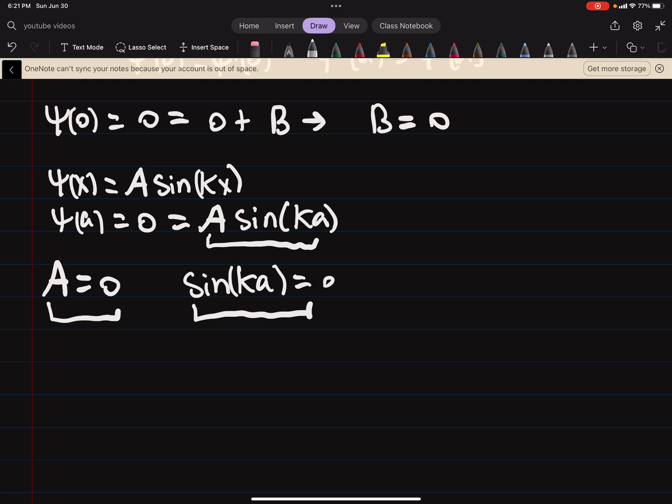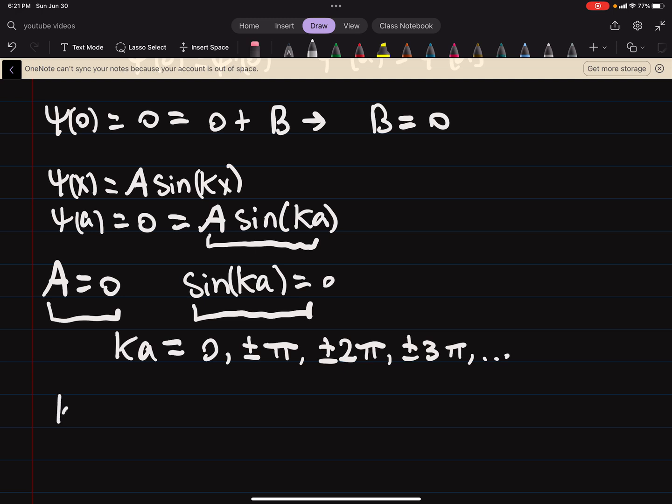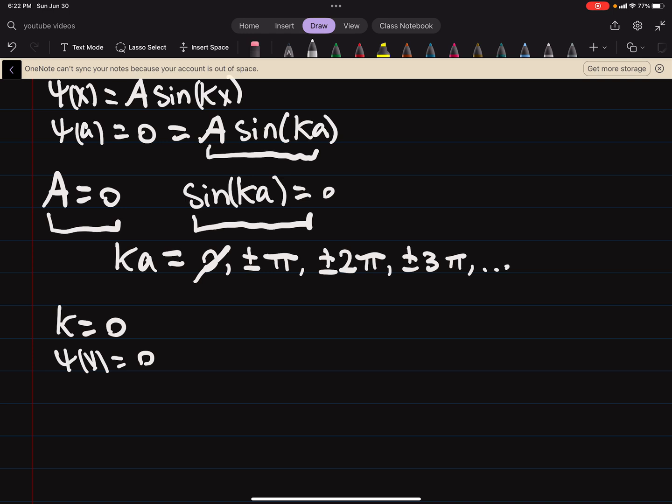Okay? Well, for that to be true, the argument inside sine, ka, has to be 0, plus or minus pi, plus or minus 2 pi, plus or minus 3 pi, and so on. But we can actually simplify this a little bit. First off, if we do k equals 0, again, that's essentially telling us that psi of x equals 0. So we don't actually need this term. That's, again, the trivial wave function.